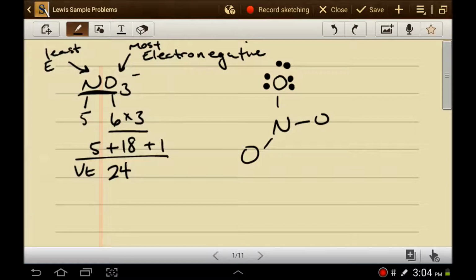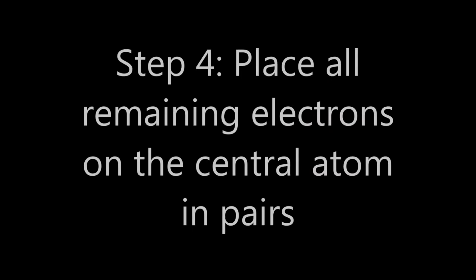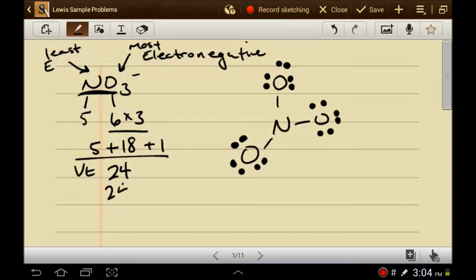The other outside atoms need to have an octet as well. So we'll give all the outside atoms an octet, keeping in mind that hydrogen can only ever have 2 electrons around it. So once you give hydrogen a bond to the central atom, it cannot receive more unpaired electrons. We've used 24 electrons. There are none left.